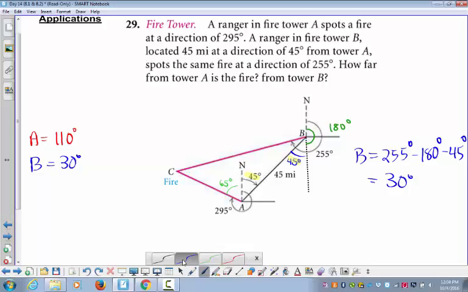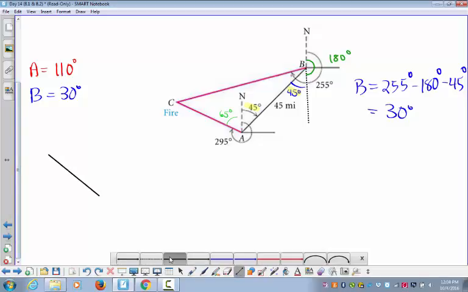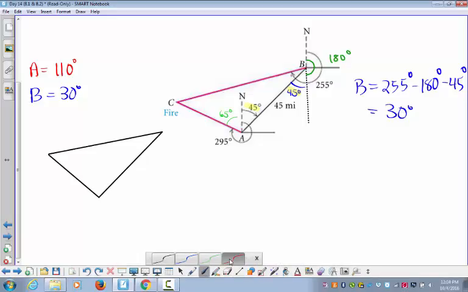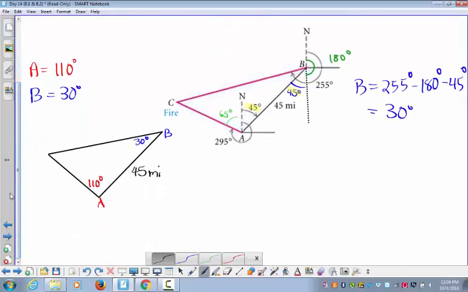Let's redraw our triangle just so that we're dealing with a little bit less of a mess. So we now have that A is 110, that's A. We have that B is 30. And we have that this side is 45. And the whole goal was to figure out how far A is from the fire and how far B is from the fire. So we're trying to find these two sides over here. So our unknowns are this one, which we'll call little a, and this one, which we'll call little b. Those are unknown. So we have angle side angle.